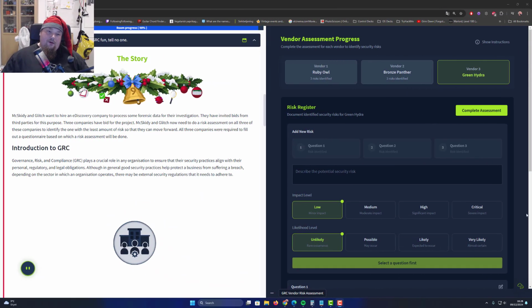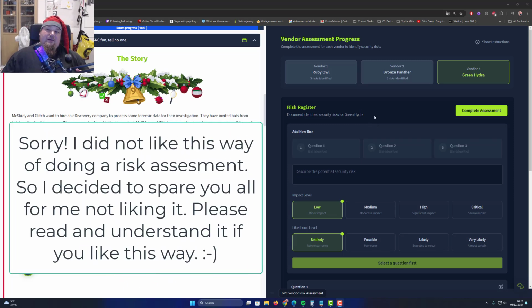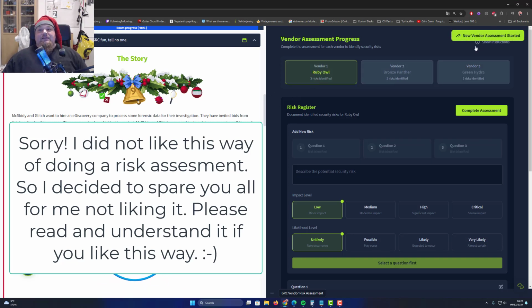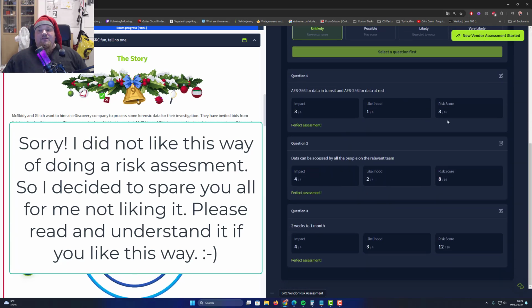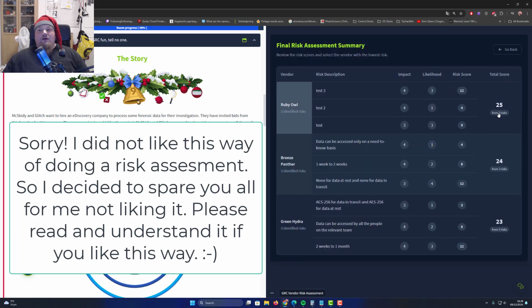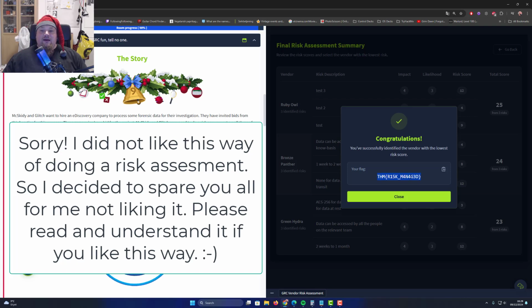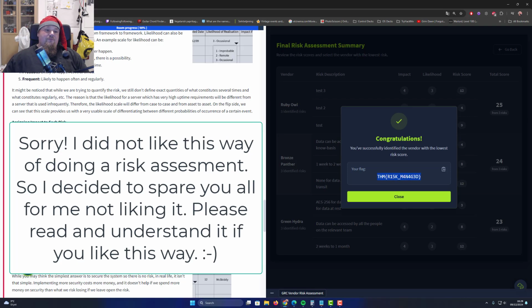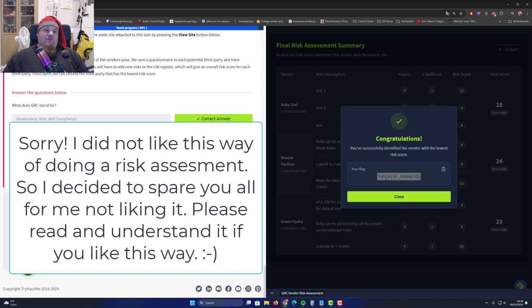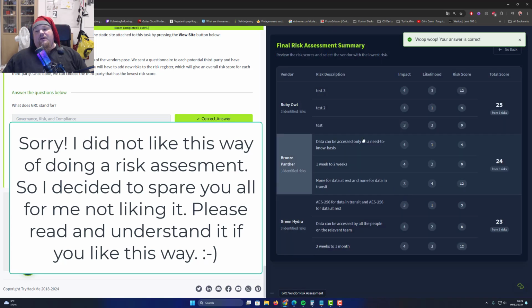After clicking on the game here a few times, I decided to agree to disagree that this is a weird way of conducting a risk assessment. I am sorry, but I just don't like this way. The 3 questions we need to answer is weird. And I did complete it. And we did get the flag, so I'm gonna copy paste the flag and paste it in just to complete the day. But I will now explain why I don't like this.